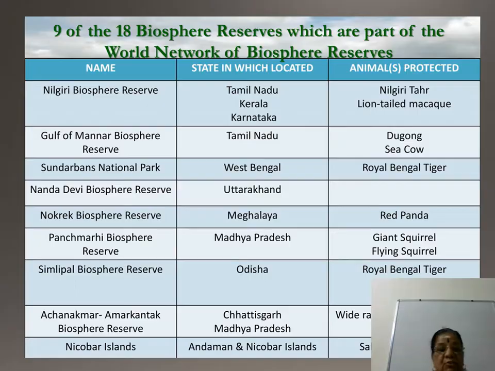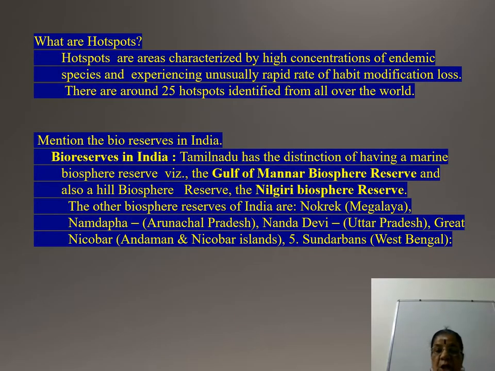Right. The next one is hotspots. In the biosphere, some places are called hotspots. Hotspots are the areas characterized by high concentration of endemic species and experiencing unusually rapid rate of habitat modification and loss. There are around 25 hotspots identified from all over the world. And then another question is the Biosphere Reserves in India.